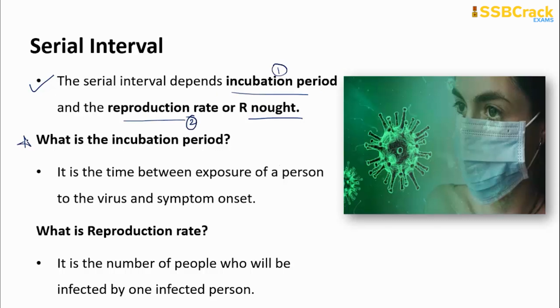So what is the incubation period? It is the time between the exposure of a person to the virus and symptom onset, when the virus comes to the body and the first time it shows any symptoms. This is the incubation period. And what is the reproduction rate? Reproduction rate is the number of people who will be infected by one infected person. Easy and simple. So serial interval depends on these two factors.